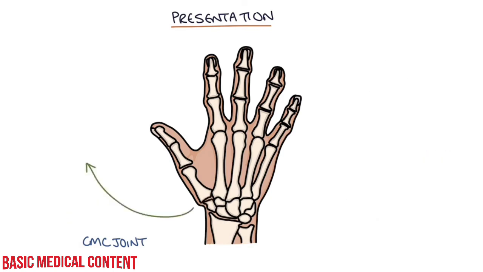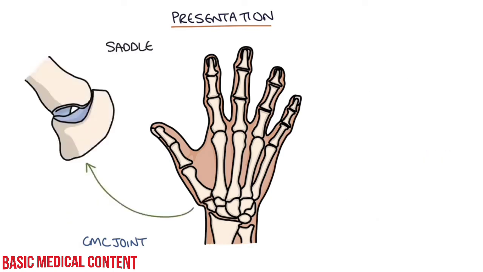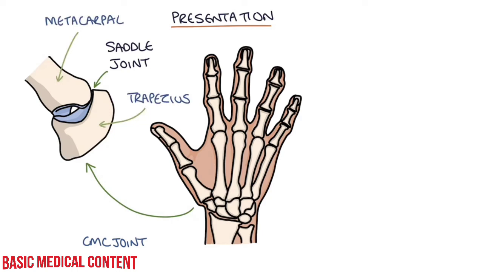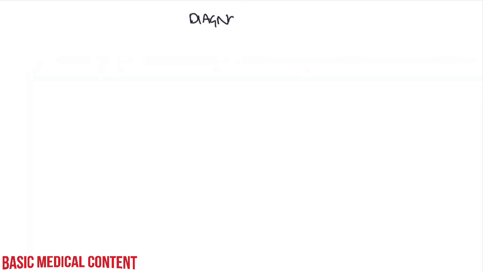The carpometacarpal joint at the base of the thumb is a saddle joint, with the metacarpal bone of the thumb sat on the trapezium bone, using it like a saddle. And it gets a lot of use from day-to-day activities, and this makes it very prone to wear and tear when it's used for complex movements. And this is why the carpometacarpal joint is a key joint that suffers with osteoarthritis in people that use their hands a lot. Let's talk about diagnosis.